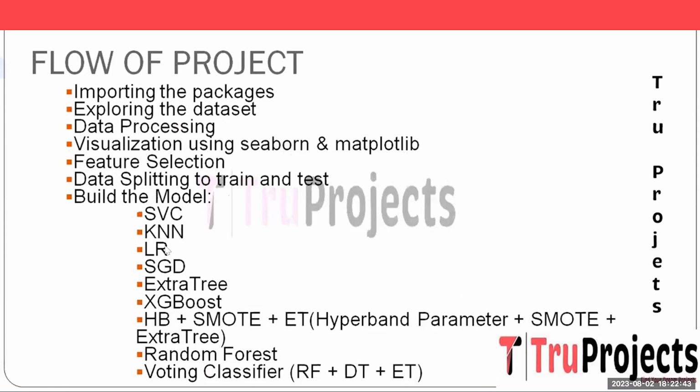And the next one is KNN. It stands for K nearest neighbor, a proximity-based classification method that classifies a sample based on its nearest neighbors.